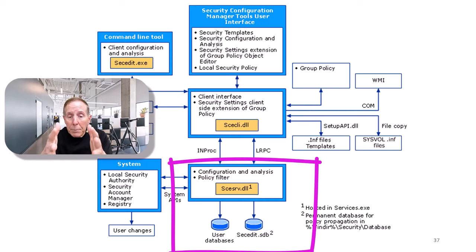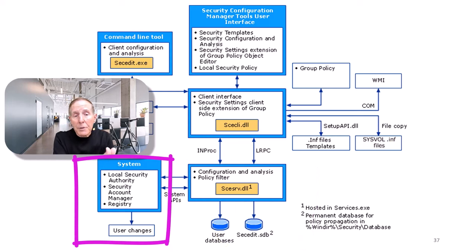It then will be processed down through another series of DLLs that are going to look at the configuration, analyze what this policy is, edit the security policy database down here at the bottom, and then apply those security policies to the local security authority in Windows, the security accounts manager, if that's what it needs to do, the registry, and then impact the user and computer in those changes that this policy is going to do.